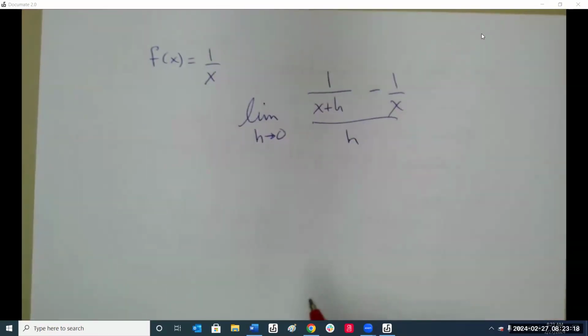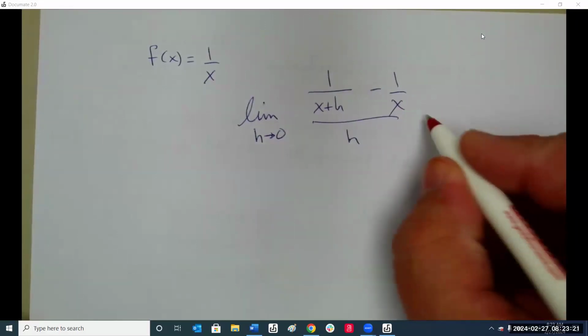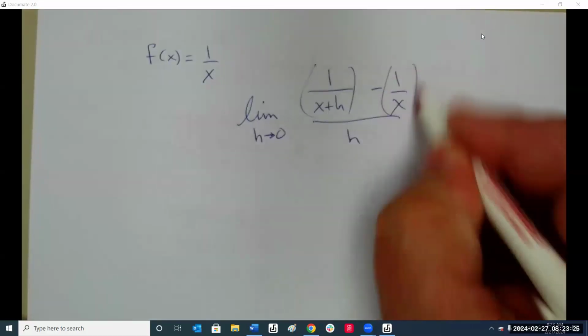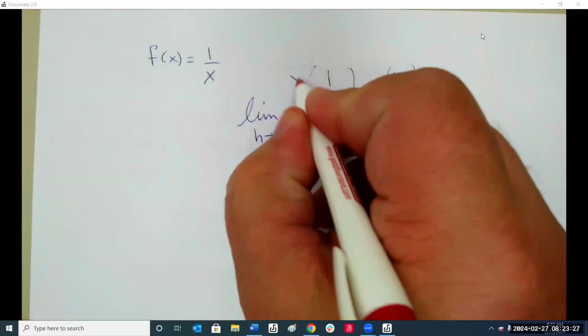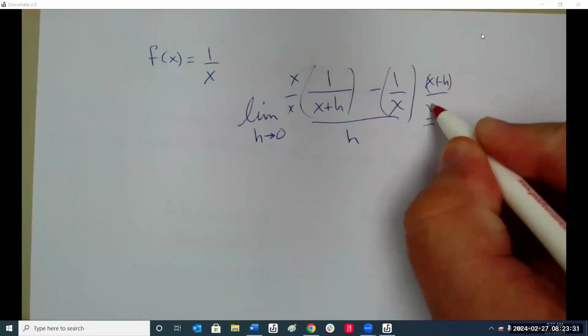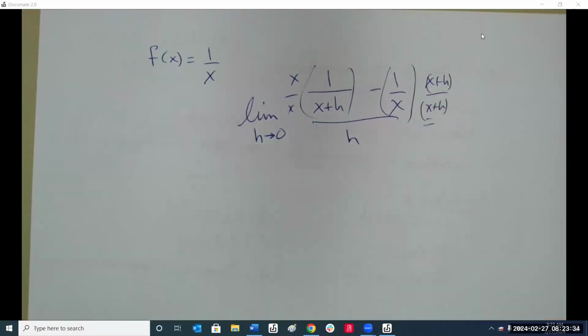So yes, we could do it this way. And the way we would do it after this would be they both need a common denominator. So this would be x over x, this would be x plus h over x plus h. And you see all the work you're going through.